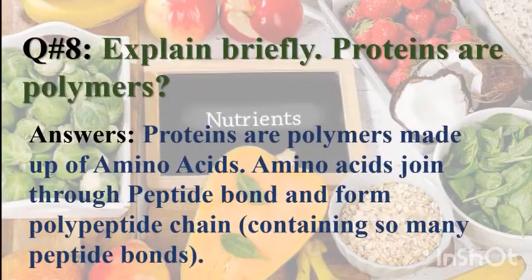So proteins are polymers which are made up of amino acids. Amino acids are the monomers of proteins. They join together through the peptide bond and form a polypeptide chain. For example, when so many amino acids are joining together through the peptide bond, then it will be called a peptide chain of proteins.